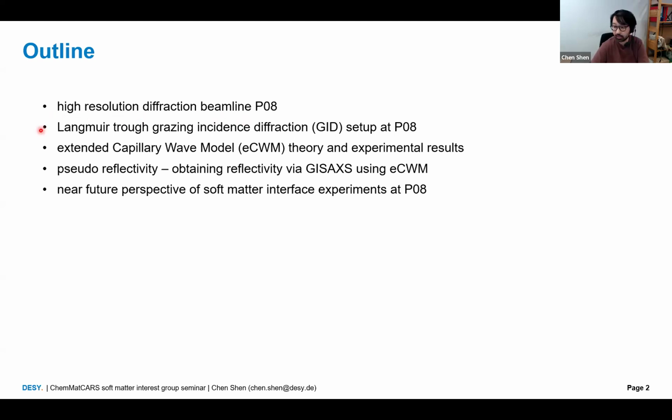So first I will talk about the beamline, and then I will put the focus on the Langmuir trough grazing incidence diffraction setup, one of the three major setups at this beamline. I will also talk about the recent theory development for liquid surface scattering, and the capability of acquiring the reflectivity from a liquid surface by doing single shot GISAXS measurement. And in the end, I will also talk a little bit about the near future development that we are doing at this beamline.